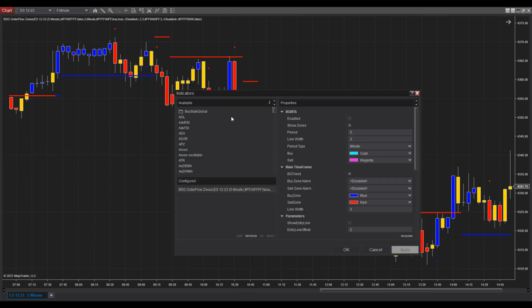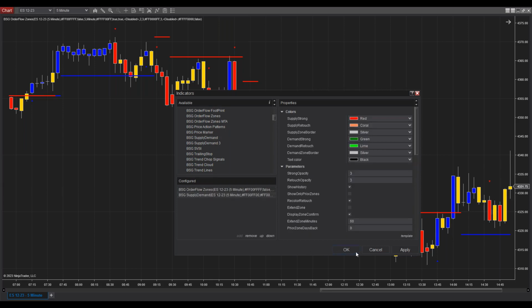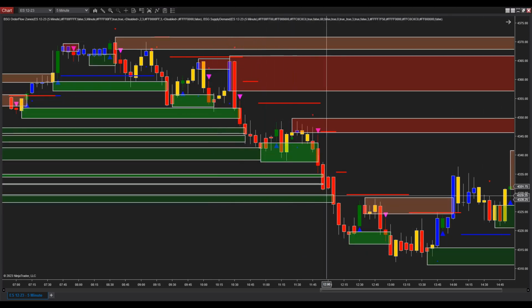This is why you need to look at the 5-minute chart also, to make sure which side you're going to trade. By looking at the order flow zones, I know which direction I need to trade. Now go back to the trading chart.